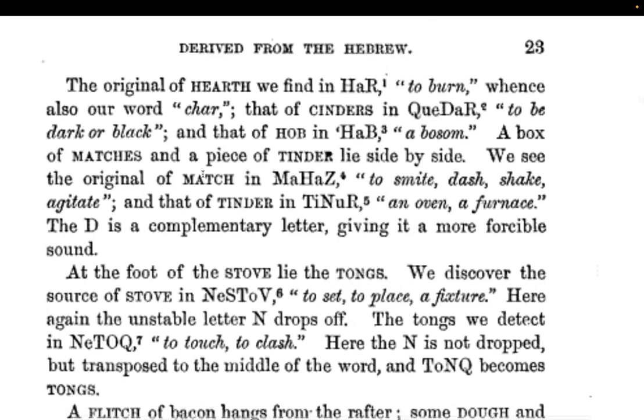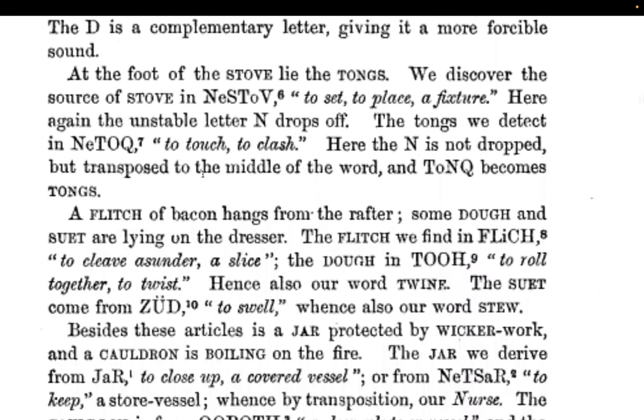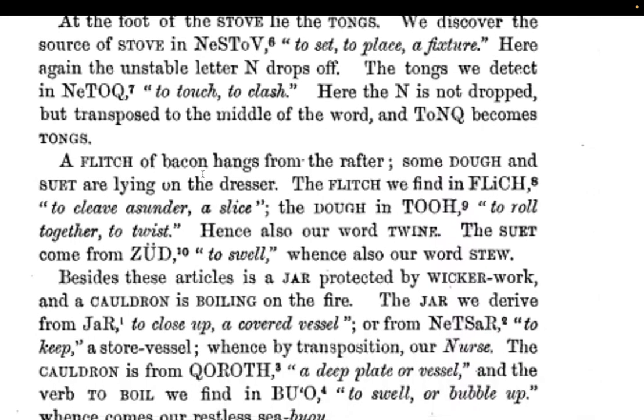At the foot of the stove lies the tongs. We discover the source of stove in nestov, to set, to place a fixture. Here again, the unstable letter N drops off. The tongs we detect in netok, to touch, to clash. Here the N is not dropped, but transposed to the middle of the word, and tong becomes tongs.